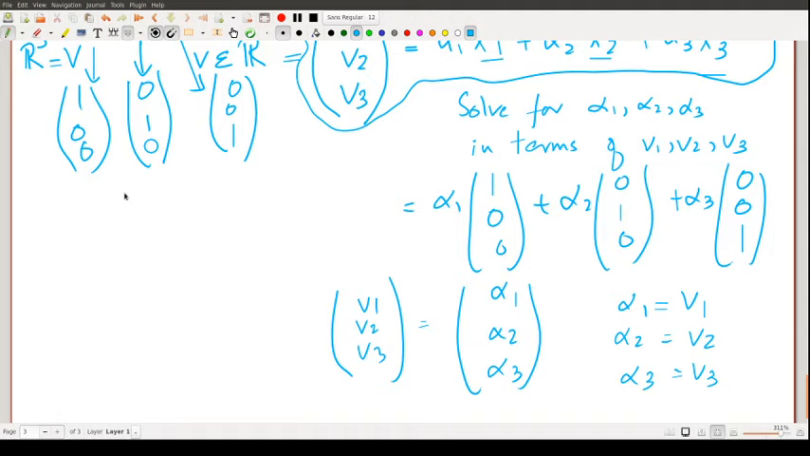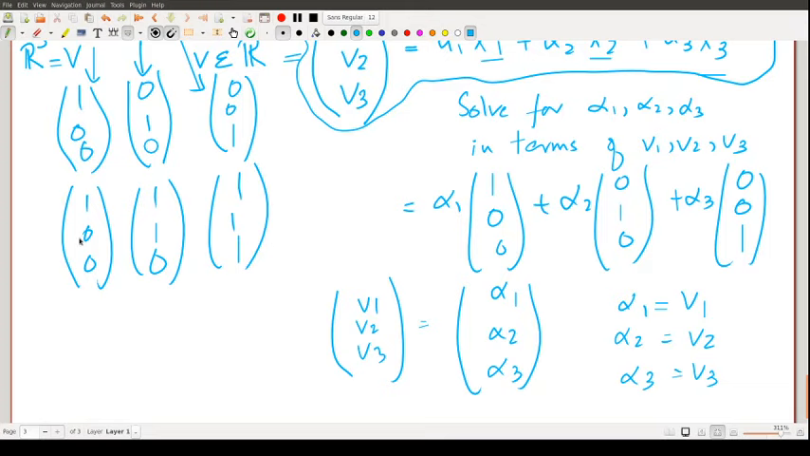This could be a little bit different if, let's suppose, the vectors were 1, 0, 0, then 1, 1, 0 and 1, 1, 1. In this case you will get some different alpha 1, alpha 2, alpha 3, but you have to solve it. Okay, perfect.